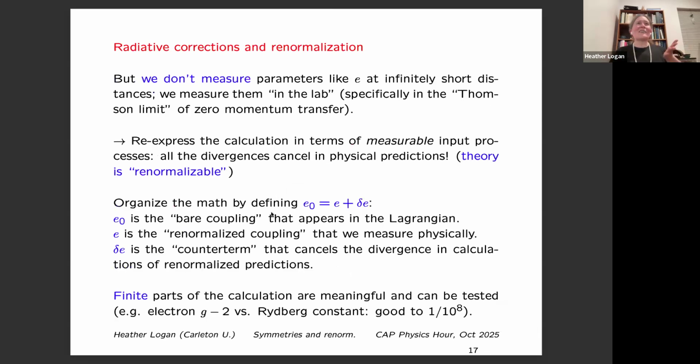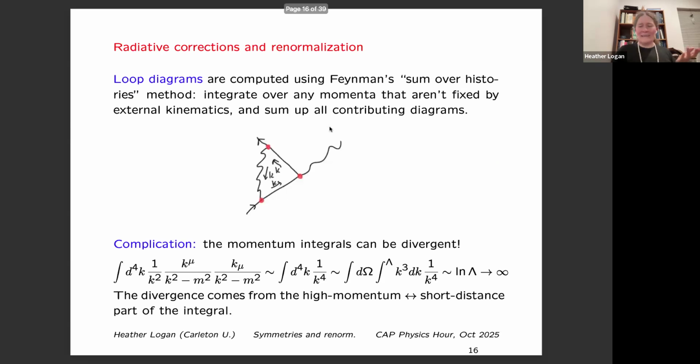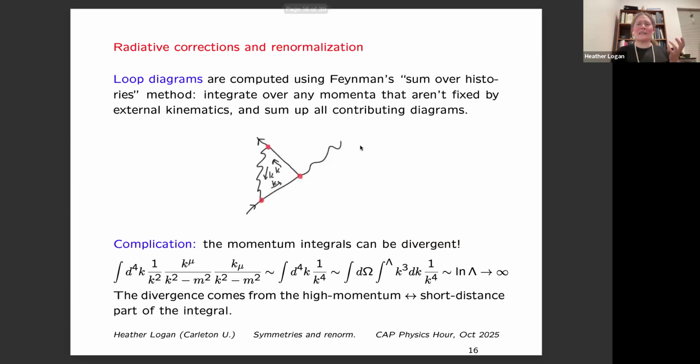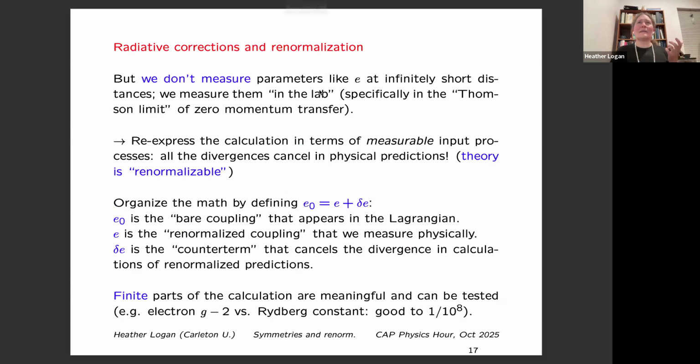But the thing is that when you measure E to put it in this calculation, you're actually measuring the sum of all these processes already. You're measuring E in the lab in the Thomson limit of zero momentum transfer. You're not measuring it at infinitely short distance. And so in these calculations, you're obligated to re-express the calculation in terms of measurable input processes.